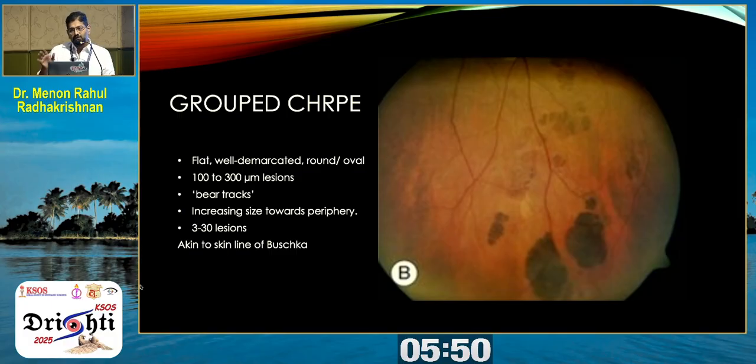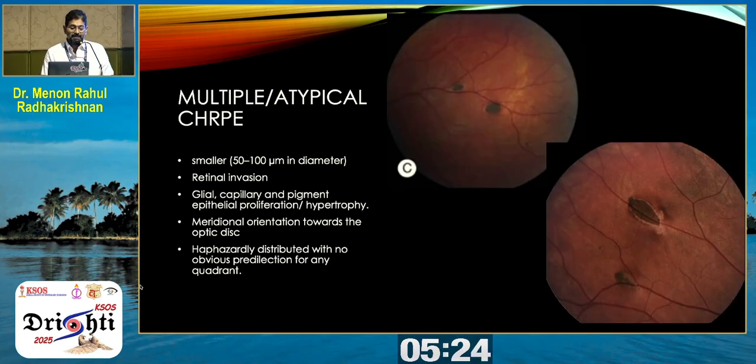Now, how is the multiple CHRPE different from the grouped CHRPE? In skin, there is something called the lines of Blaschko, where there is an embryological development pattern of the skin. Similar to that, you have an embryological development of the RPE, and that is why in grouped CHRPE, the lesions appear grouped in a particular segment. When you look at multiple CHRPE, they might be haphazardly distributed anywhere over the fundus.